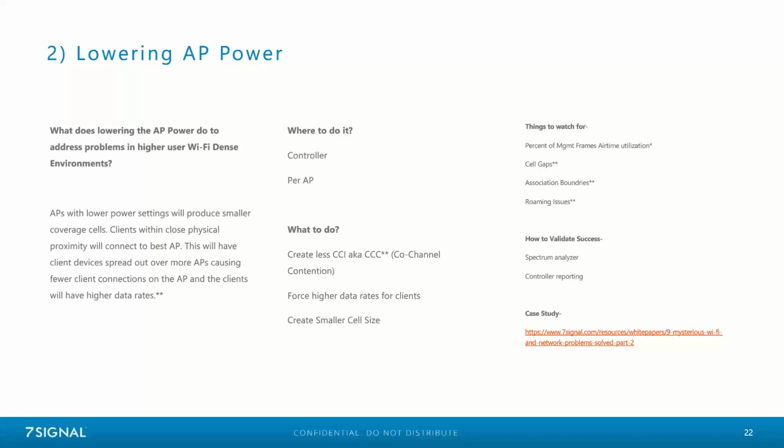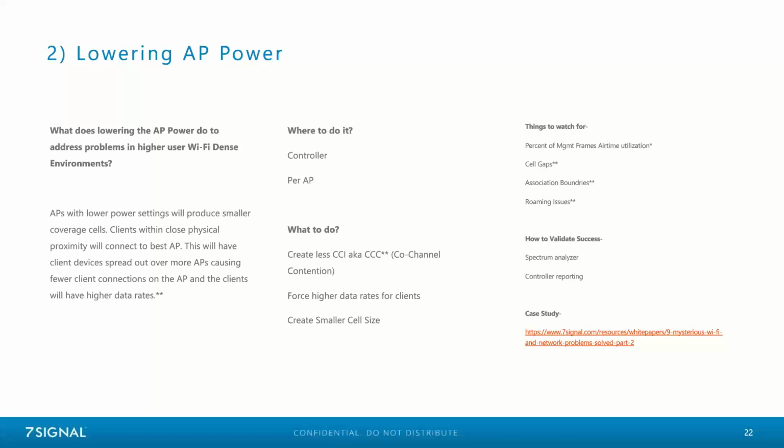So let's move on to number 2, the most, let's say, contentious topic of these: lowering the AP power, right? So you've got a high density user environment, you've made the decision that that's what it is, and you're thinking about lowering the power on these APs. So what does that do? Well, lowering the power lowers the coverage cells.